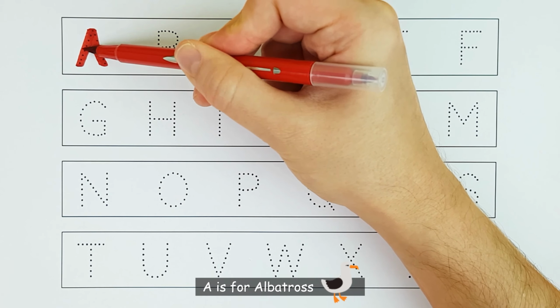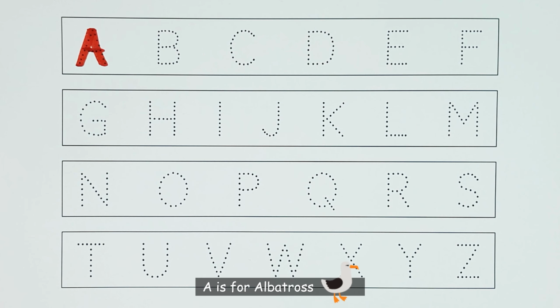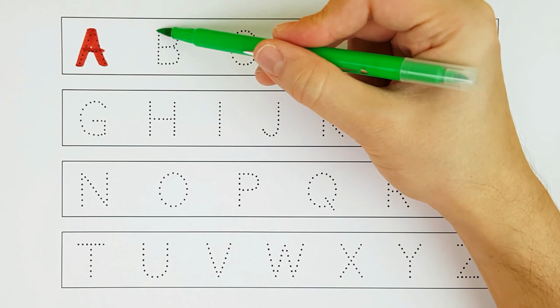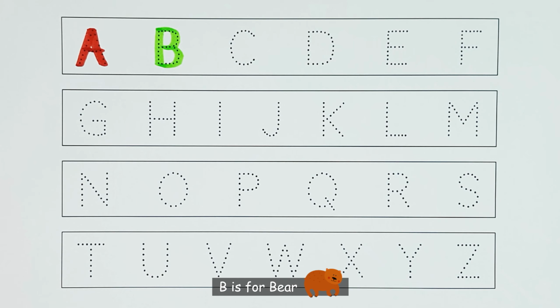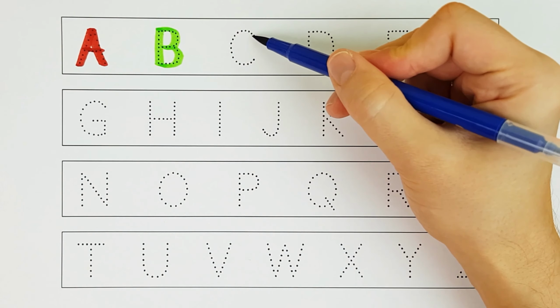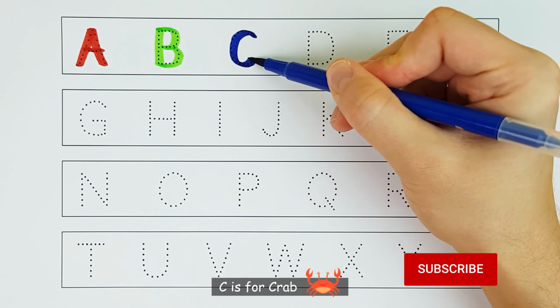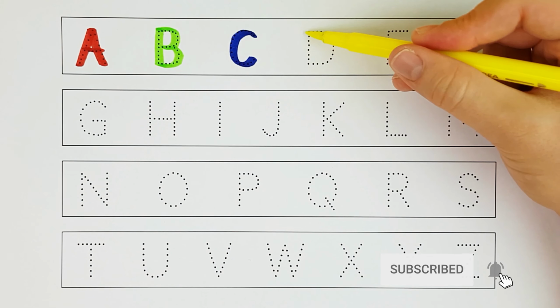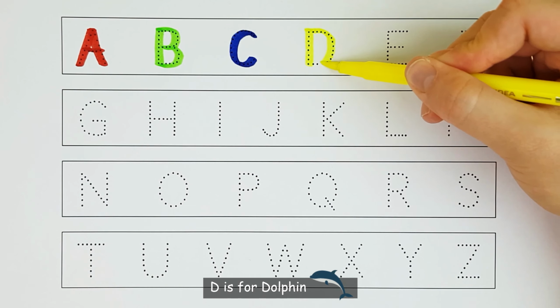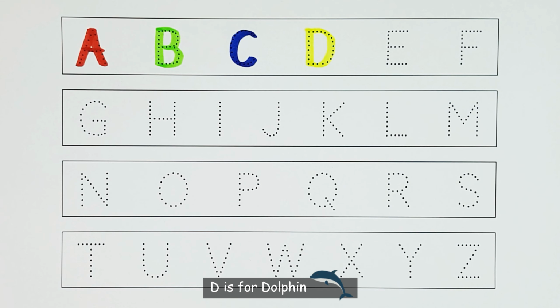A. A is for albatross. B. B is for bear. C. C is for crab. D. D is for dolphin.